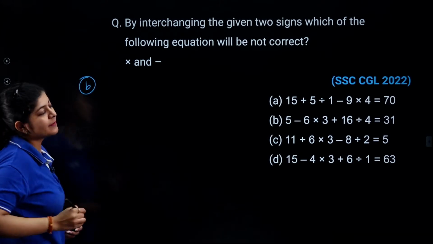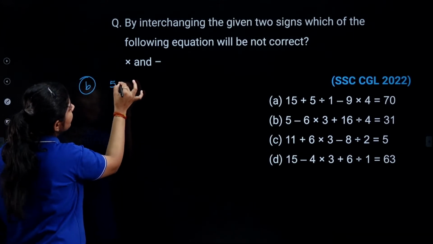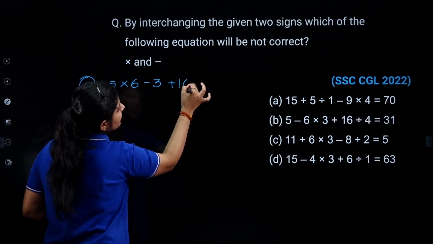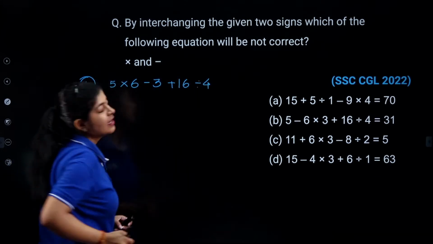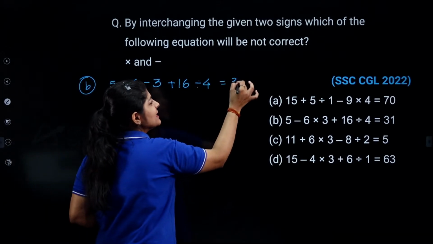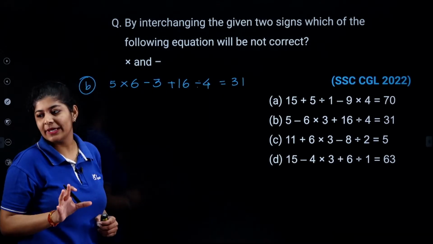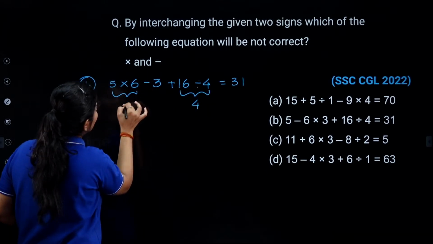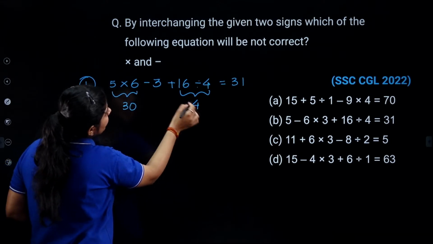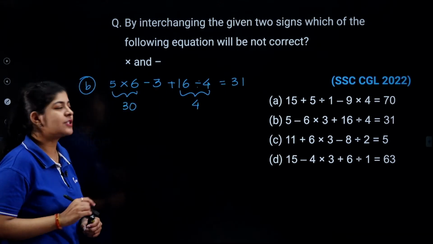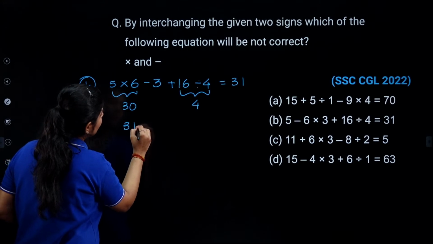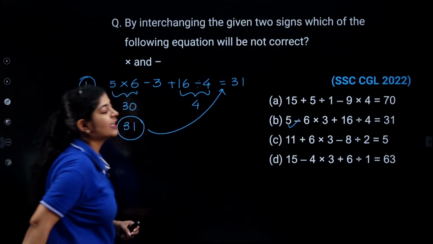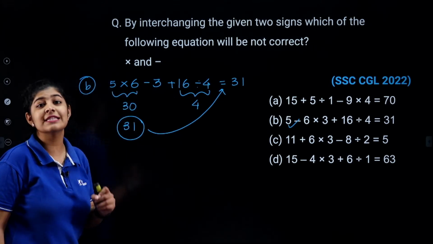So basically option number B is saying that 5 into 6 minus 3 plus 16 divided by 4. Now what we need to do? We just simply need to do the basic mathematical operation. Here we are getting 4, and here we are getting 30. Here we are getting minus 3 and plus 4. So we are getting 31 as our correct answer. So this mathematical calculation is correct.